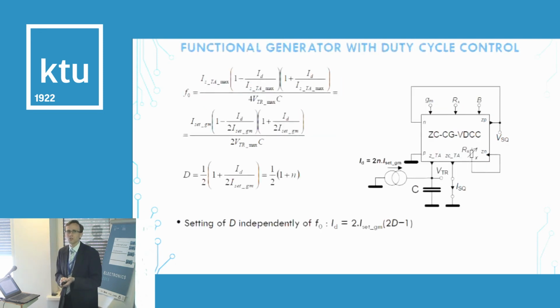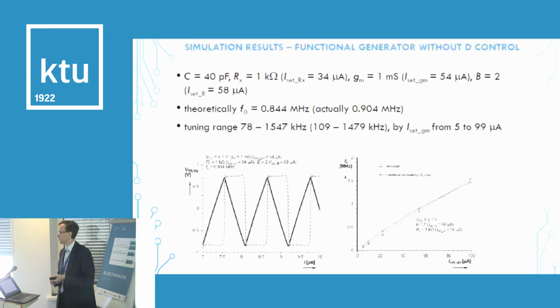The second solution is only improved by this current source that serves as the duty cycle control element. As will be obvious from simulation results, because we simulated that CMOS structure with these parameters, this first graph shows the triangle and square response in time for some conditions, and the second graph shows the tuning range, because we are focused on tuning of parameters of these active elements.